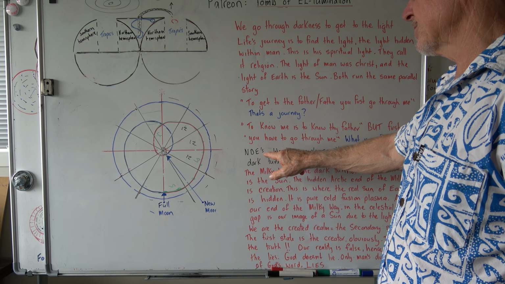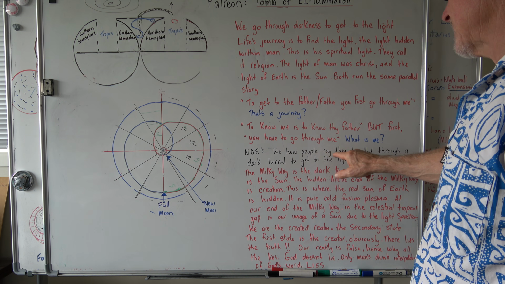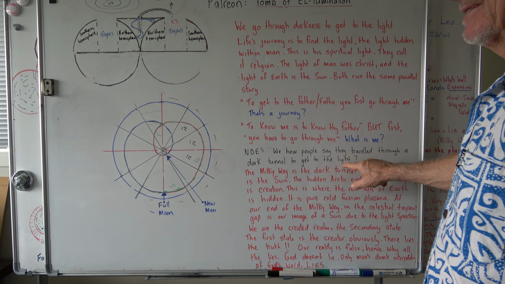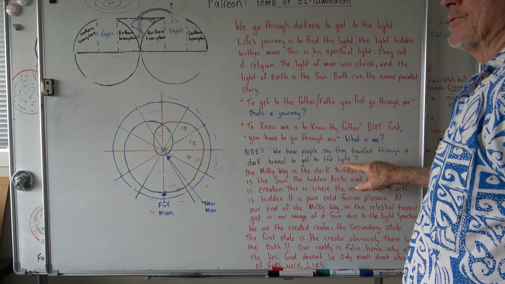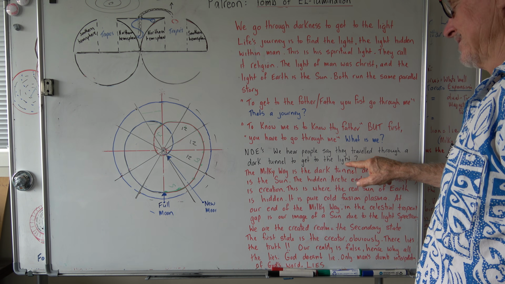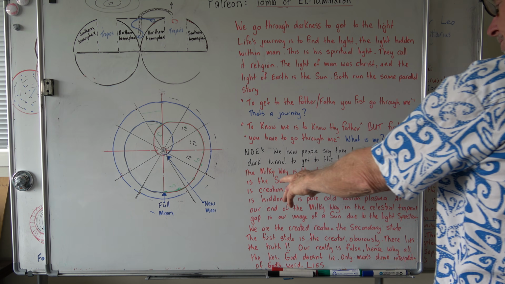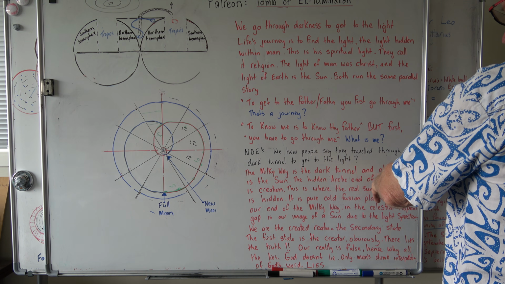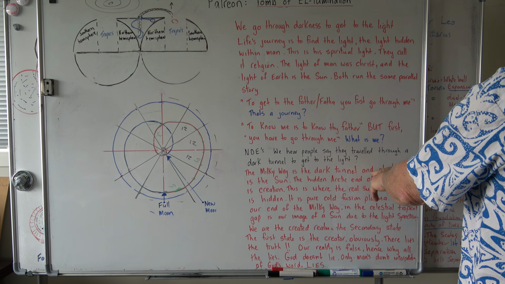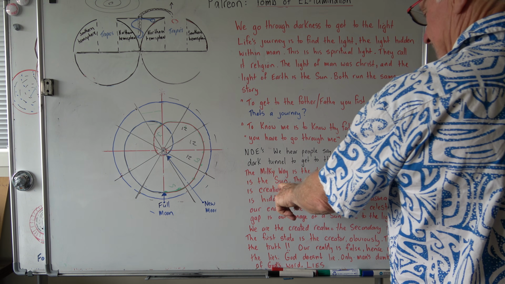NDEs, near-death experiences, these people. We hear people say they travel through a dark tunnel to get to the light. And they're all told, hey, turn back, don't go into the light. No, you want to go to the light. The Milky Way is the dark tunnel, and at its end is the sun.